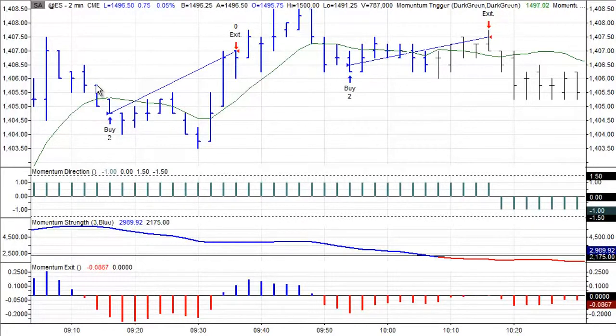So the setup bar is the bar that closed below the trigger line. This bar has to close, but the next bar has to trade one tick below that close. As soon as it trades there, a buy signal will appear on the chart.